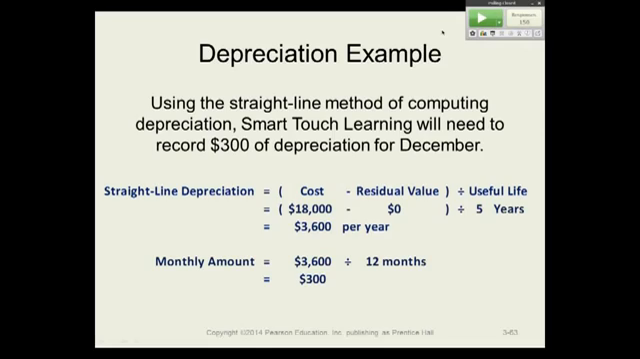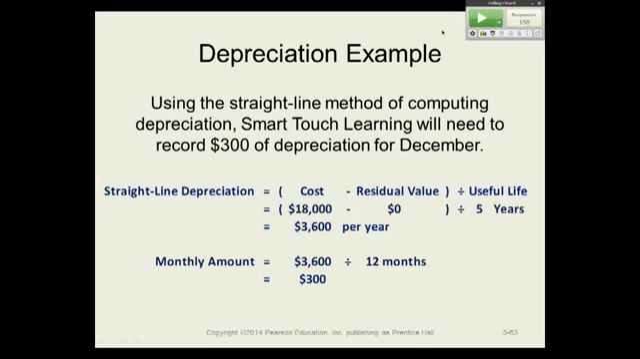Any questions on the depreciation calculation? So right now you're only responsible for straight line. A few chapters from now we're going to hit other methods. Okay. Any questions before I go on? Any questions about the T accounts or the ledger accounts, the way they will appear? Any questions before we move ahead?